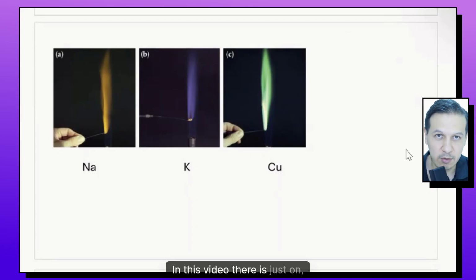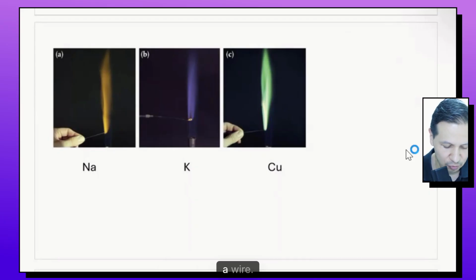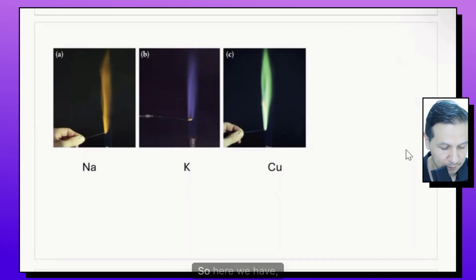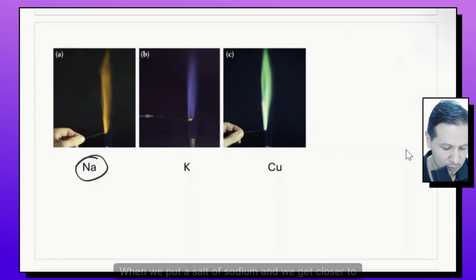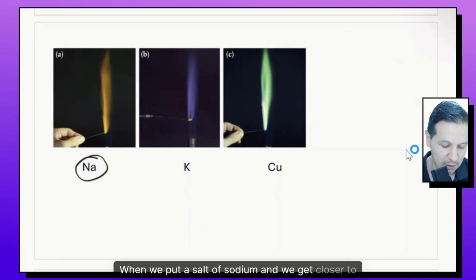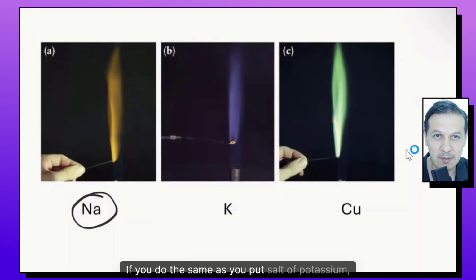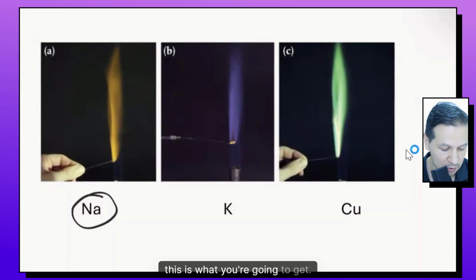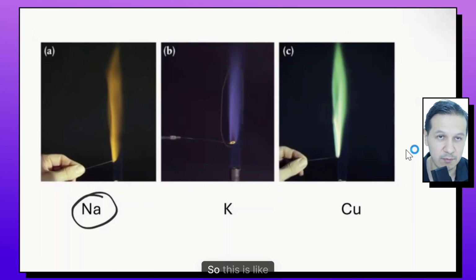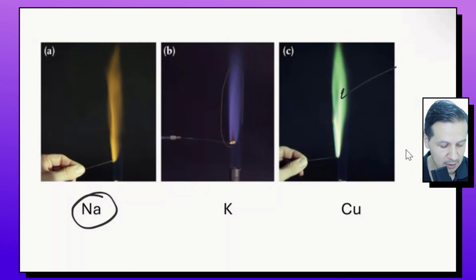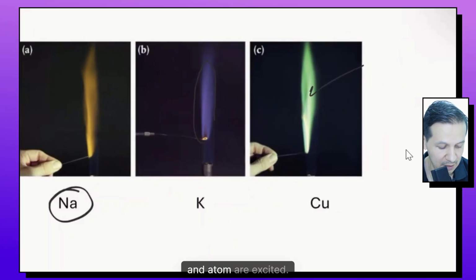In this video, there could be a nichrome wire. On it we put a salt of the metal illustrated here. In the first one, we have sodium. When we put a salt of sodium and get closer to the flame, we will have a particular color, in this case yellow. If you do the same with a salt of potassium, this is what you get. This is the color of potassium, a purple, bluish color. And here you have the color of a copper salt next to the flame, and the atoms are excited.